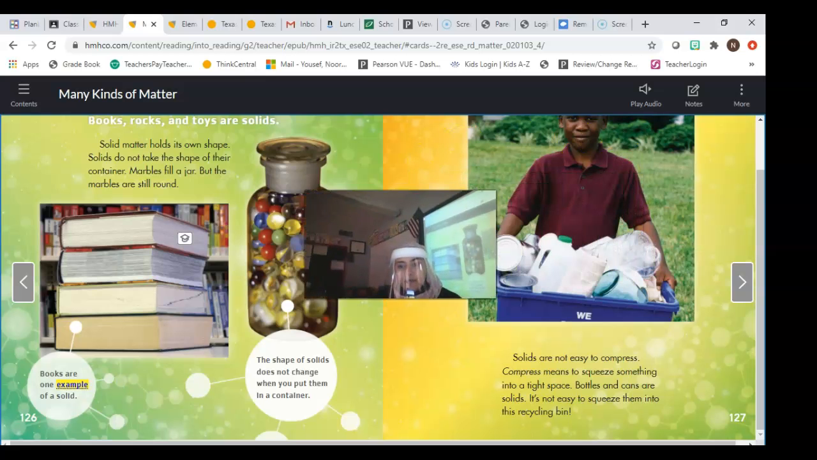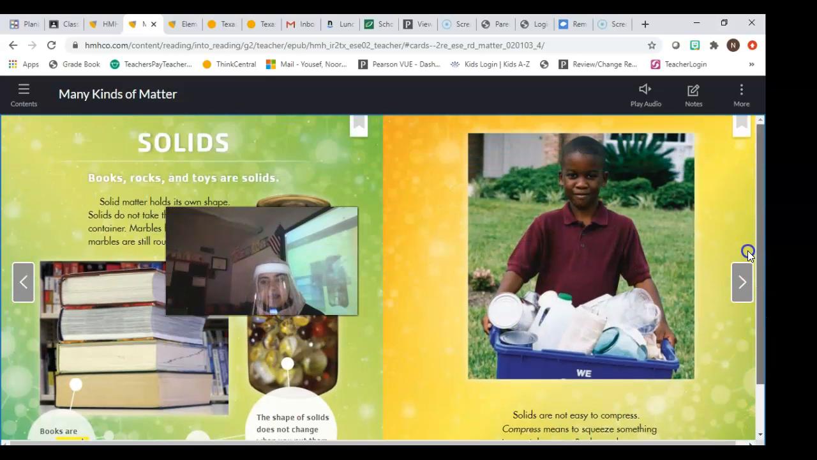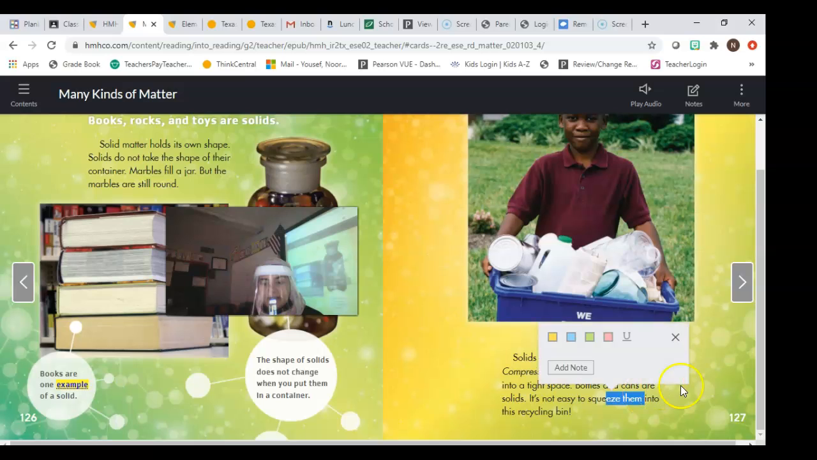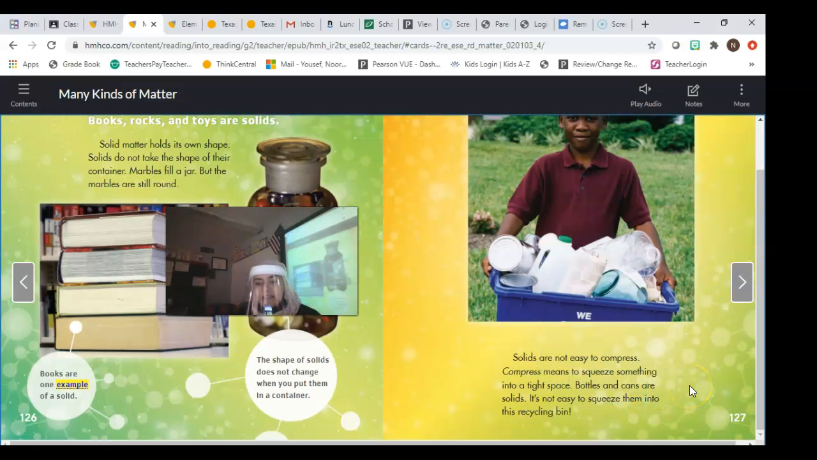It's a picture of a boy with a recycling bin. It says, solids are not easy to compress. Compress means to squeeze something into a tight space. Bottles and cans are solids. It's not easy to squeeze them into this recycling bin. You can't compress these into the recycling bin. They're just going to kind of float on top of each other, right? Let's keep going.